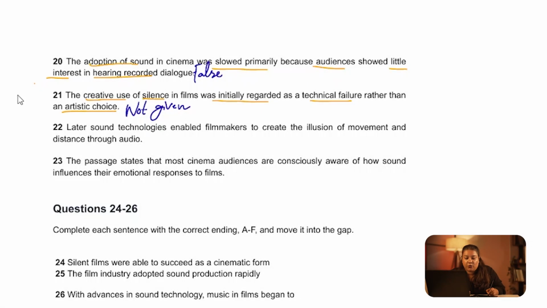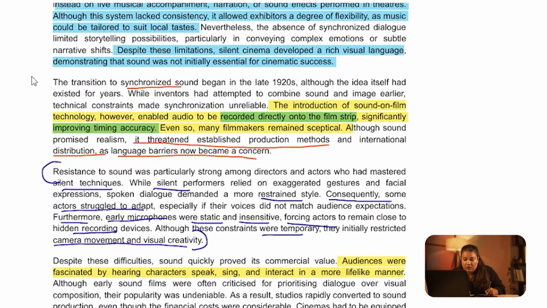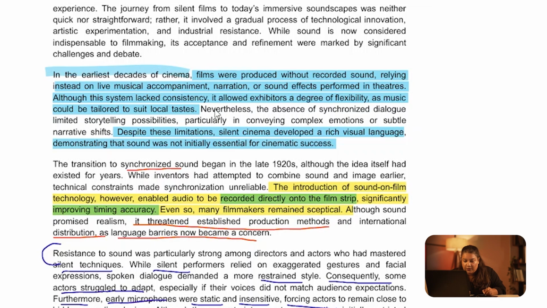Let's move to question number 22. Later sound technologies enabled filmmakers to create the illusion of movement and distance through audio. So let's mark the keywords. Sound technologies enable filmmakers create illusion of movement and distance through audio. Any of these words could be paraphrased, so we'll look for filmmakers, movement and distance. So we'll again start skimming from the very first paragraph.